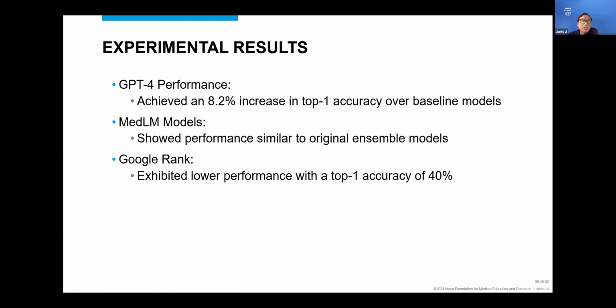The experimental results showed that GPT-4 achieved the best result. It achieved an 80.2% increase in top one accuracy over the baseline models. The MedLM models showed performance similar to the original ensemble model. The Google rank exhibited a lower performance, with top one accuracy of only 40%.